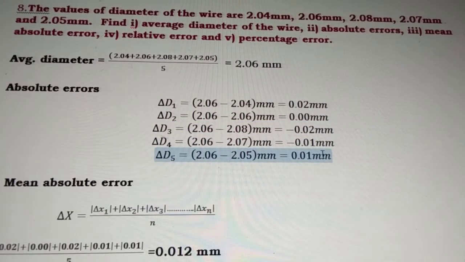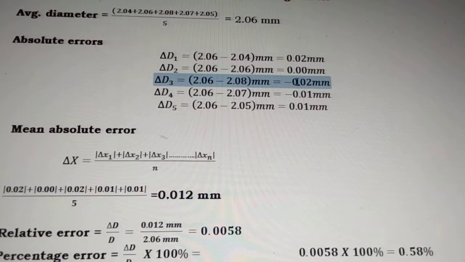Understood? Now, we have the mean absolute error. Take this one as delta x1, which I mentioned as delta d1 here. So, just take it as delta x1, delta x2, plus delta x3, etc. Even if you get a minus value, consider its magnitude, the positive value of it. This is always positive. The magnitude means the positive value of anything.